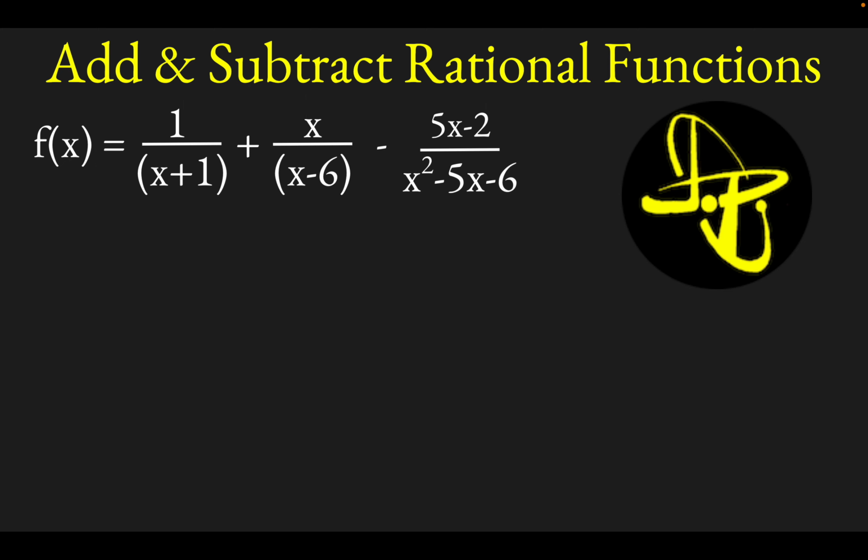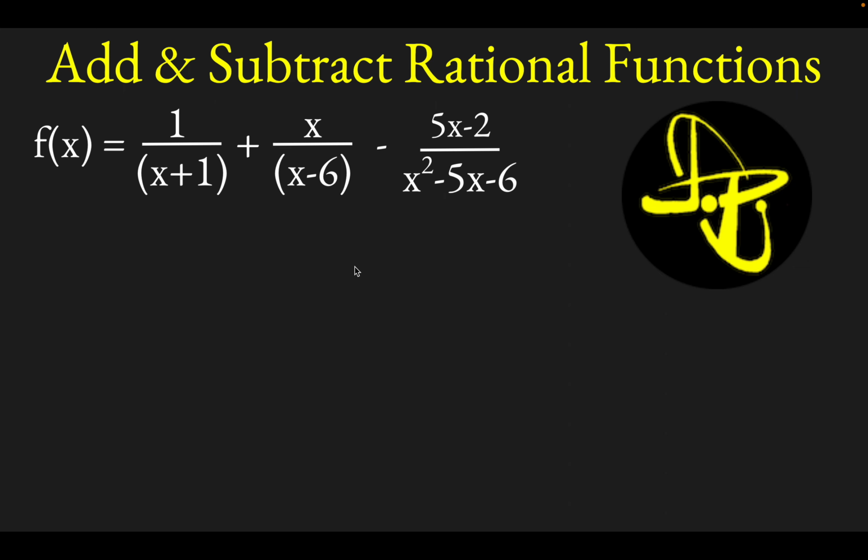All right, my friends, today we're going to look at adding and subtracting rational functions. So here's this function, f of x is 1 over x plus 1 plus x over x minus 6 minus 5x minus 2 over this quadratic. And if we are going to add these terms together, we're going to need to find a common denominator to be able to combine these things.